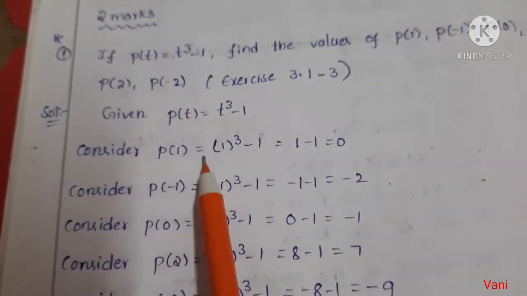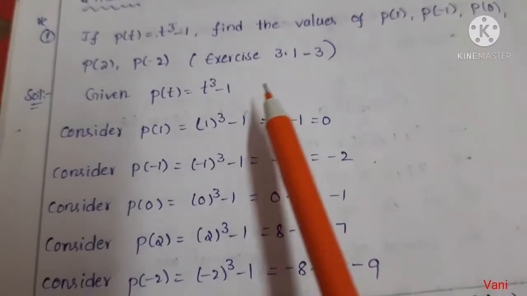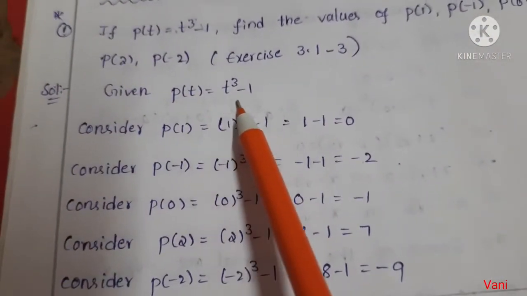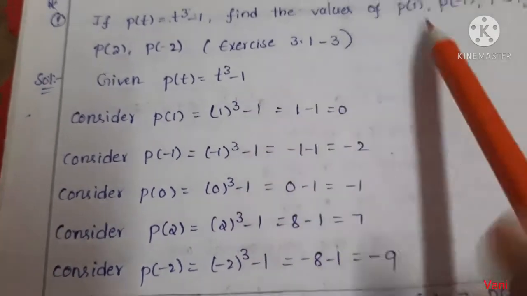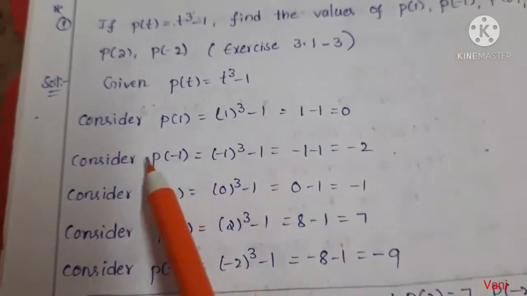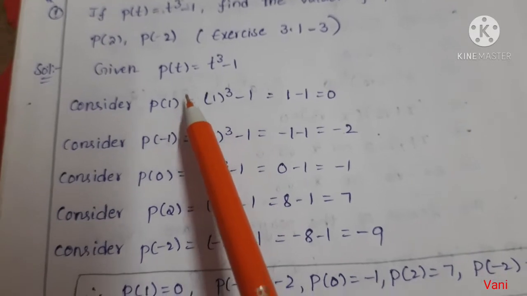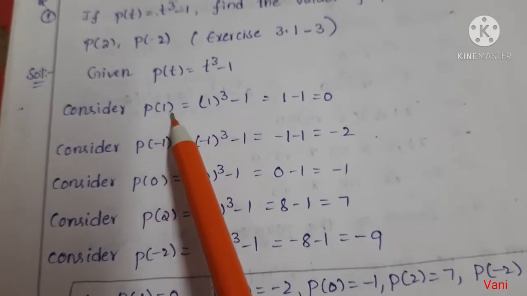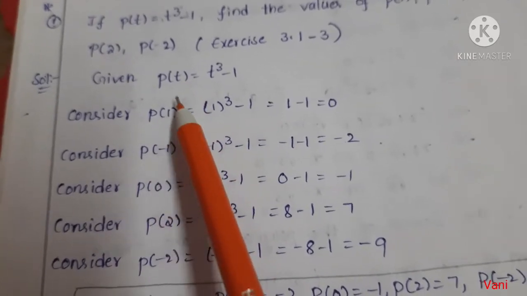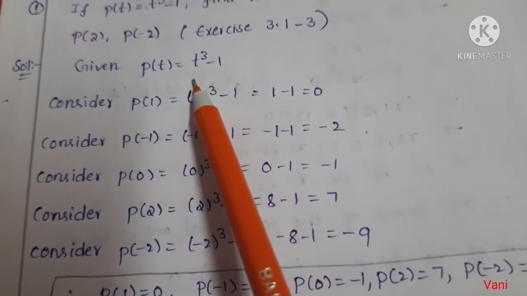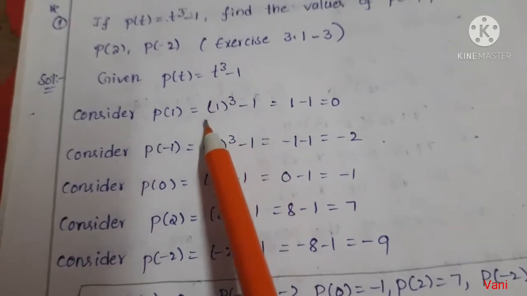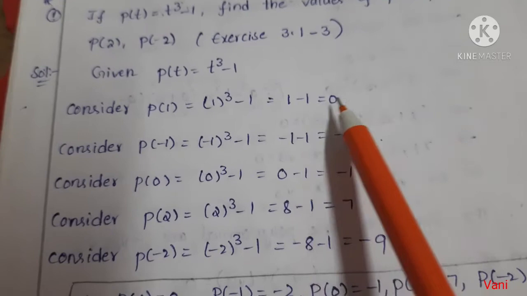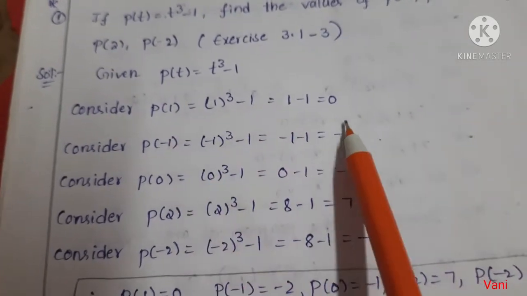So the polynomial is given and we have to find the value of p of 1. First write the given polynomial: p of t is equal to t cube minus 1. The first value we have to find is p of 1. If you observe, the polynomial is in the form p of t, so in place of t, 1 is there. In the given polynomial, substitute 1 in place of t. So 1 whole cube minus 1. 1 cube means 1, and 1 minus 1 gives 0. So p of 1 is 0.